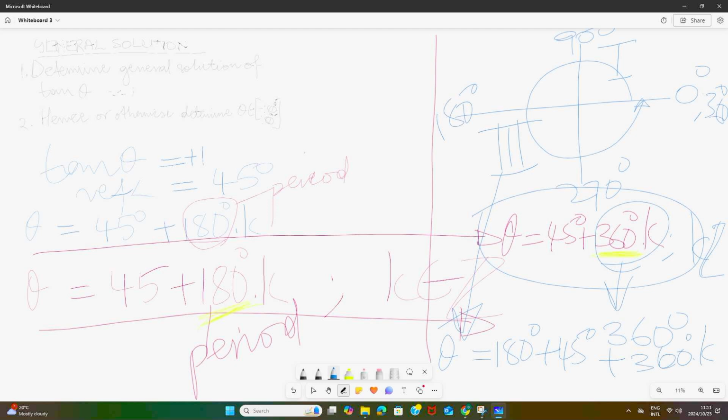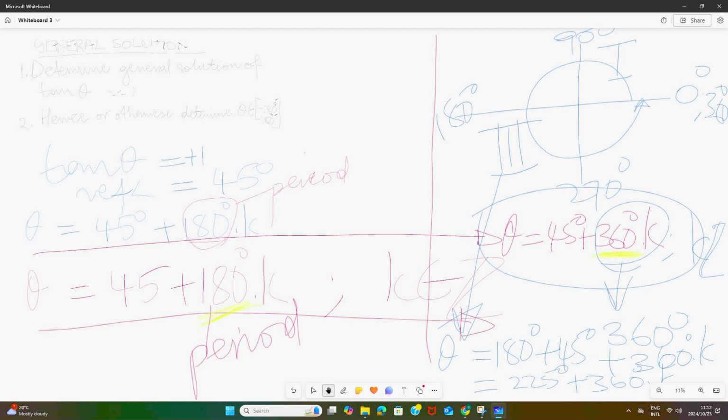That is not the general solution, because you would be meaning that k is any value of your choice, but 2k must be an element of integers. Then the theta in the third quadrant will be 225 plus 360 times k.